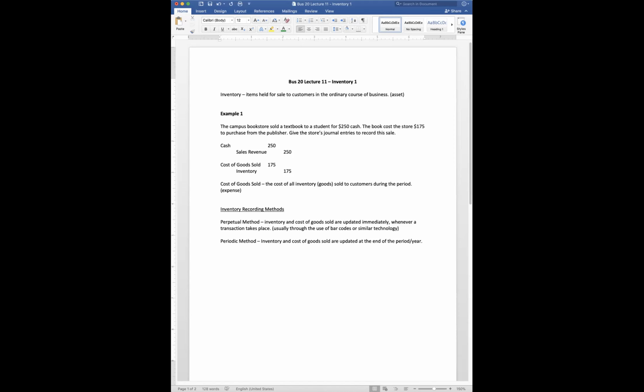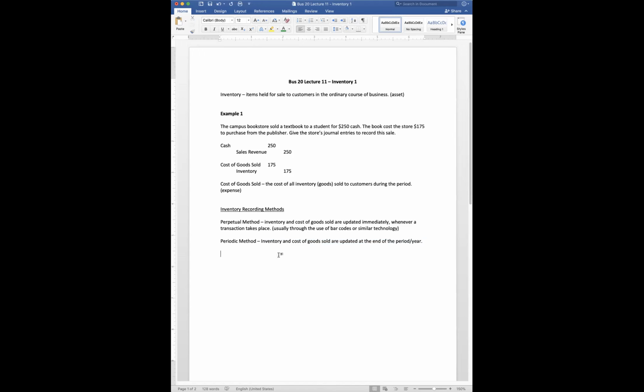So essentially, this is the lazy accountant's approach. Remember what we did with those adjusting entries with things like depreciation and prepaid expenses? We said, I can't be bothered. Let's just leave it and then we'll catch up at the end of the year. So that's what the periodic method does. The inventory and cost of goods sold are not updated until the end of the year.